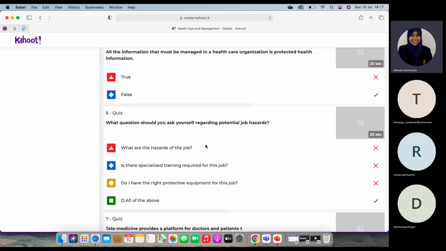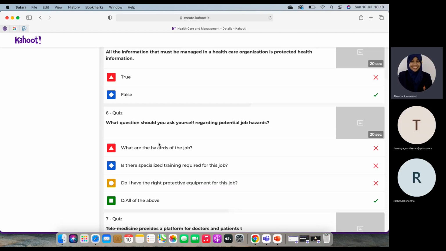Are there any dangers for me because I take this job? Is there any specialized training? Do I have the right to protective equipment? This is a job that comes with hazards, meaning you're working in a lab, or in healthcare management like a hospital, a medical laboratory, or a clinic, something related to health. So you need to have the right to ask all these questions, right?